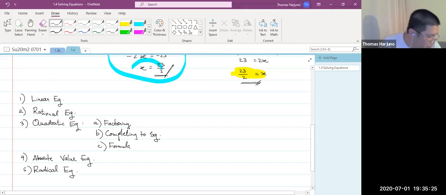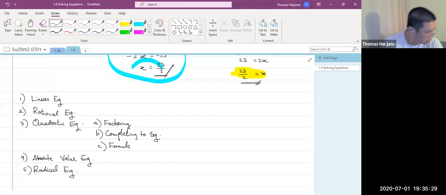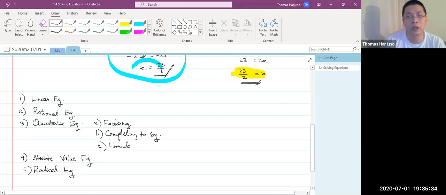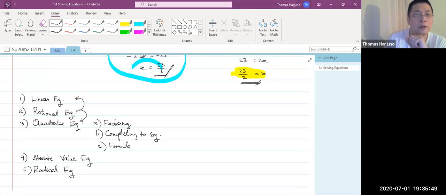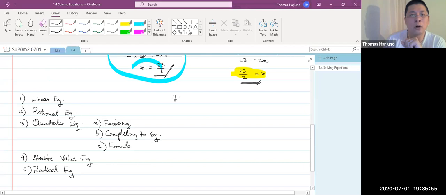Now we have done a simple linear equation above. Let's do more. For example, question number 4. You will see, for example, when we do rational equation, eventually we may end up dealing with linear equation or quadratic equation. Maybe. Okay? Maybe.